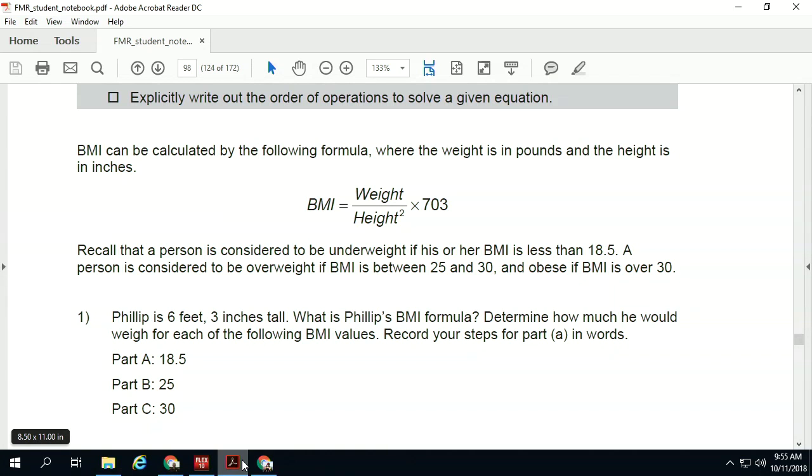Number 3. Pretty good question. Okay, so you take 703 and you divide it by 8 squared. The question is, how can you simplify your equation so that you can just use the same equation and change it to this equation.